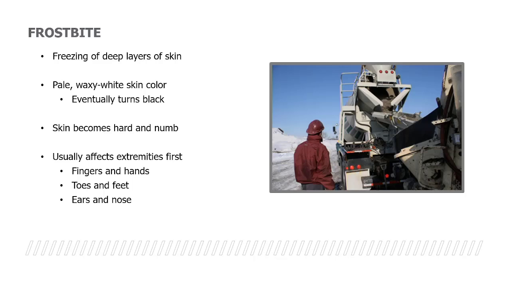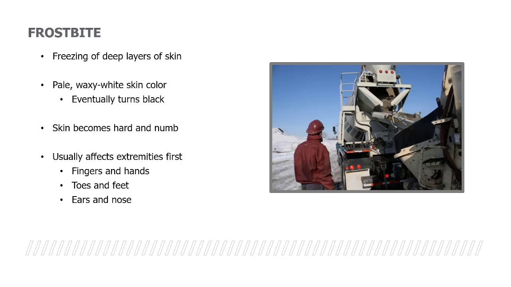And so next we're going to talk about frostbite. Frostbite is whenever deep layers of your skin freeze. And this starts with a pale, waxy white skin color, and then it will eventually turn black. But when it starts, when it's really white, you can kind of tell that there's no blood in that area, and it's really pale looking. And you want to get attention right then before it gets scary and before it turns to black. That's whenever you're going to really have some issues.